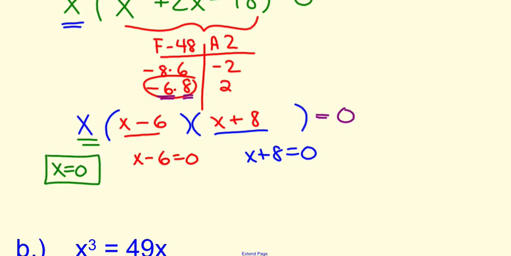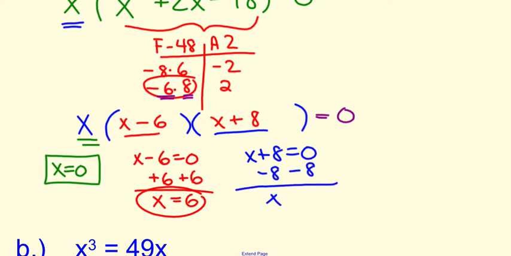The next one, x minus 6 equals 0. We will add 6 to both sides to solve for x. And we get x equals 6. So there's your second solution. And then your third solution is subtract 8 from both sides. And you get x equals negative 8. So those are your three solutions to that polynomial equation.